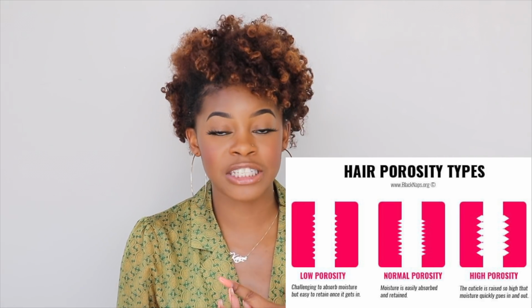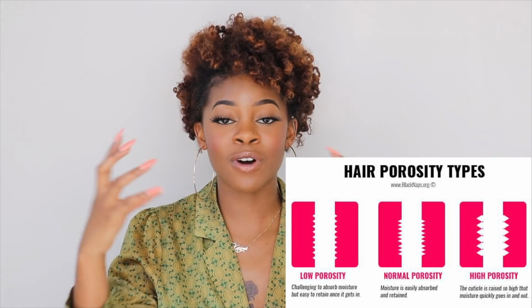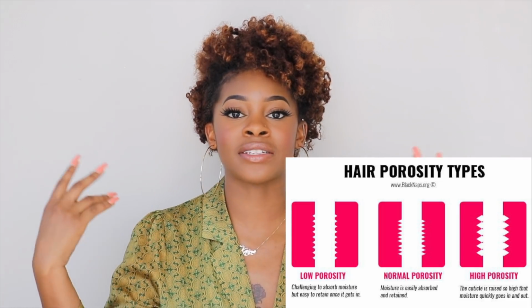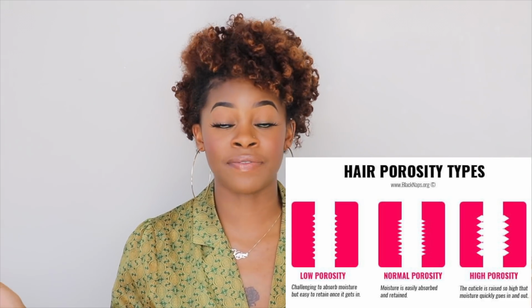High porosity tends to be easy to moisturize because of all those holes in the cuticle, but because of all those holes, moisture is also easy to get out. So it's easy to get moisture in, and then that moisture also leaves very quickly.